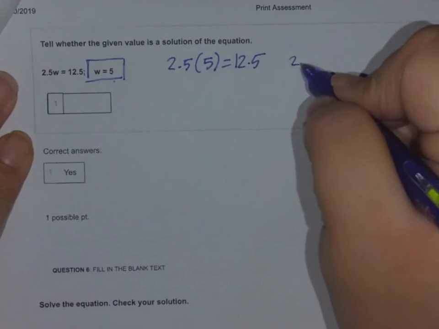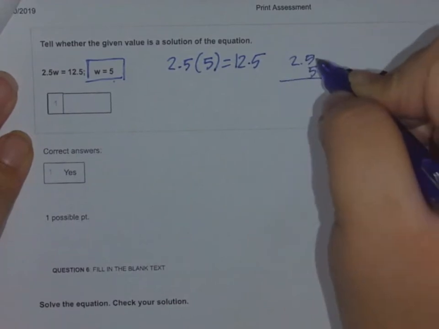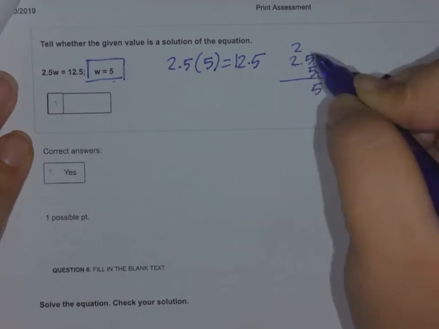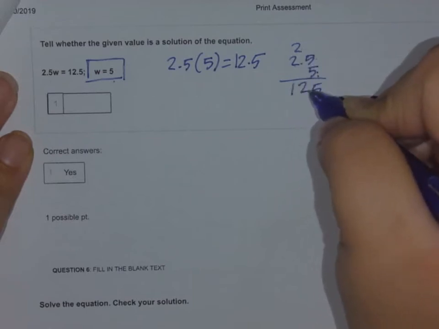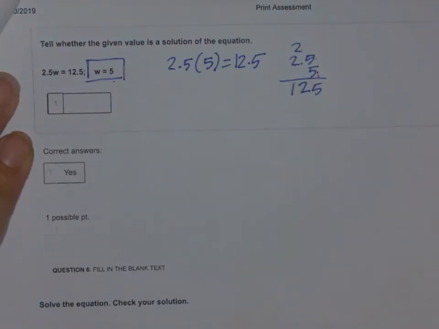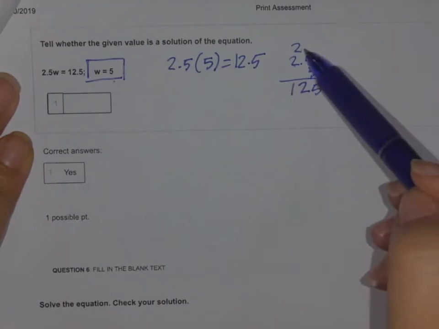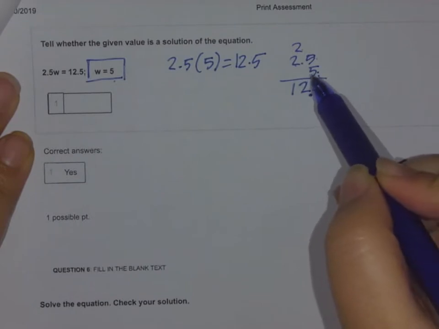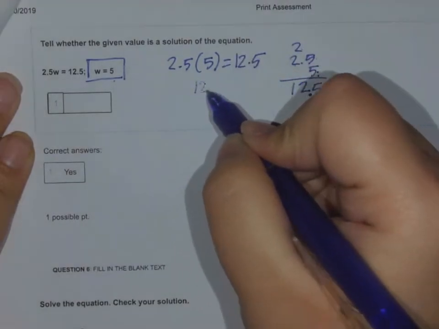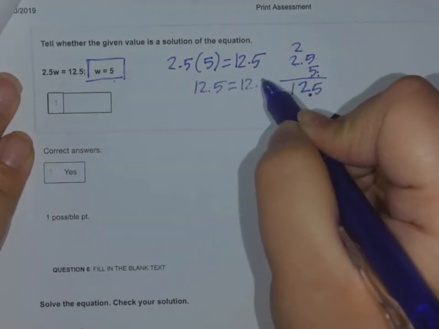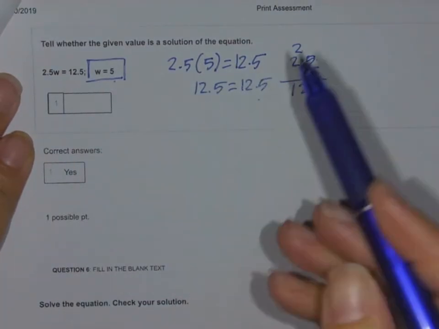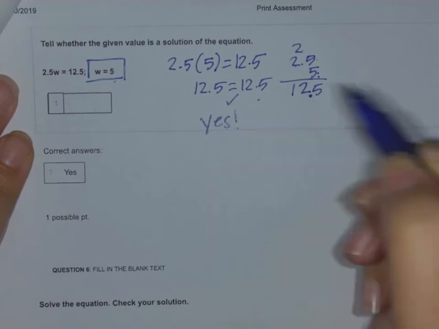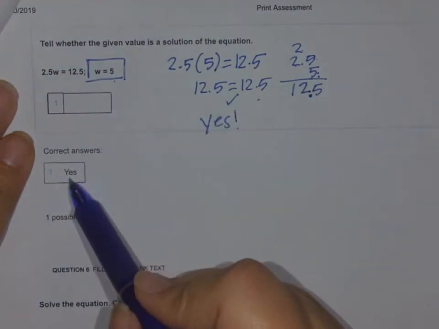I'm going to write it out here. 2.5 times 5, what's 5 times 5? That's 25. And 2 times 5 is 10, plus 2 is 12. And then how many numbers do I have behind the decimal? I only have that one, so my answer should also have 1 behind. So my answer is 12.5. So look at that, I have 12.5 on both sides of the equal sign. So this is, yes, a solution of the equation.